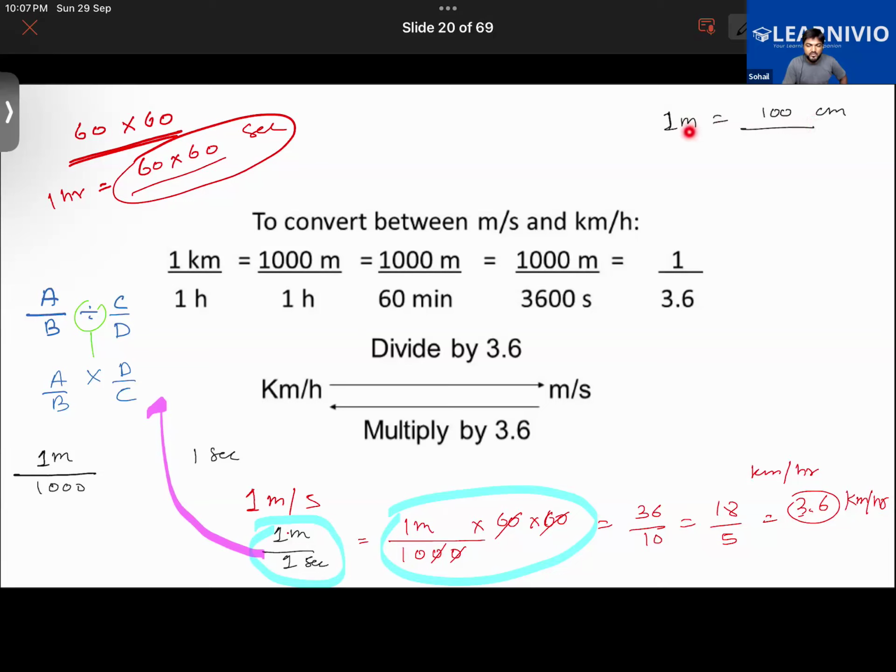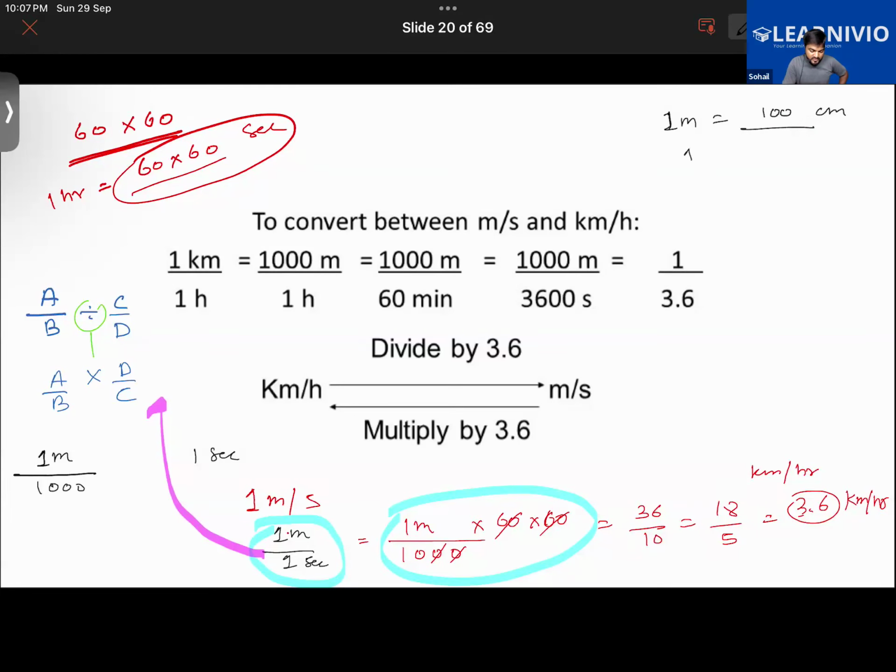What we are doing here, we are moving down from a bigger quantity to a smaller quantity. Which one is a bigger quantity out of the two, meter or centimeter? It's meter. So when we go from a bigger quantity to a smaller quantity, we multiply.